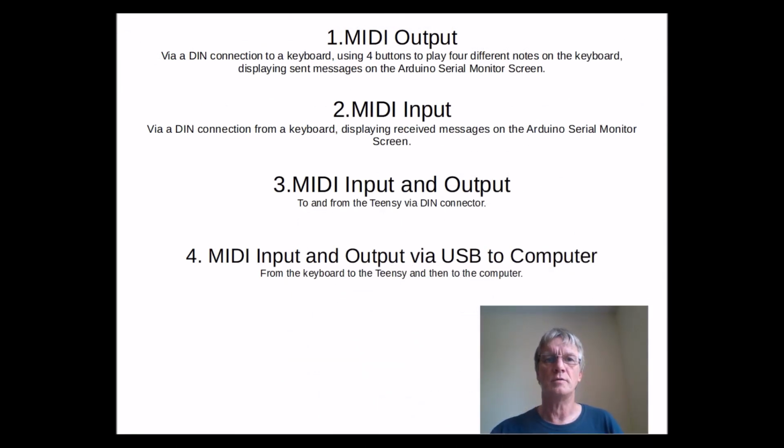So what I want to do is four things. First of all, make a MIDI output circuit using 4 buttons to play 4 different notes on the keyboard, then a MIDI input circuit to receive messages from the keyboard, coupling them both together into a MIDI input and output circuit, and then finally using the USB connection to pass those messages onto a computer so that you can get a DAW or Digital Audio Workstation like Cakewalk to record and play your MIDI playing.